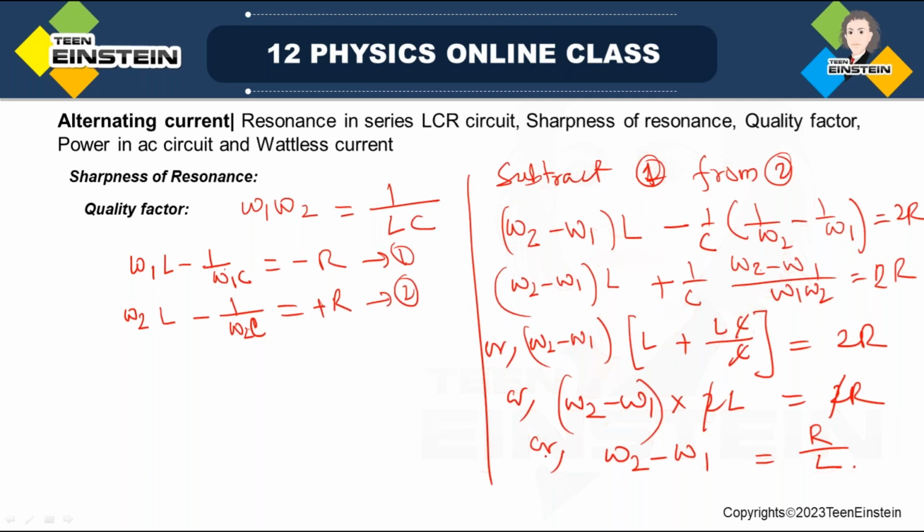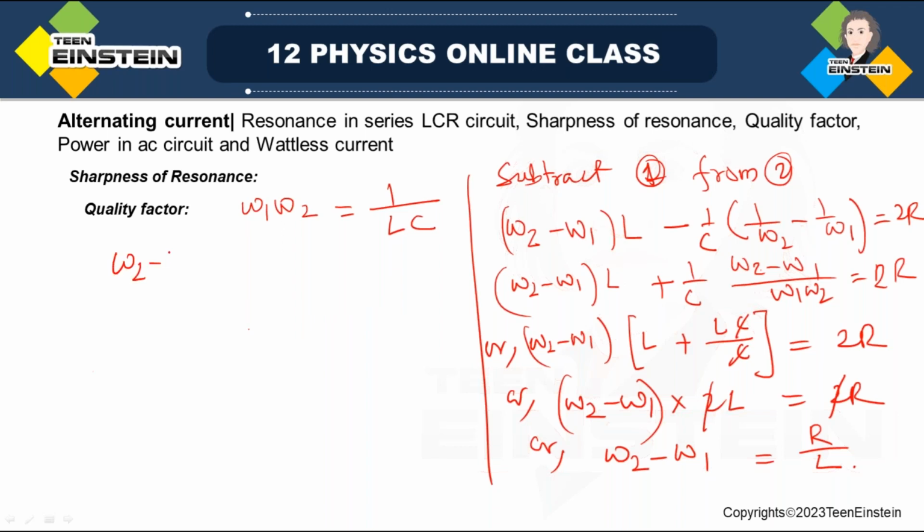This is the thing we need to find out. So what we get: omega 2 minus omega 1 is equal to R by L, right? This I have got. So what was the definition of quality factor? It was omega R divided by omega 2 minus omega 1, which we have already got.